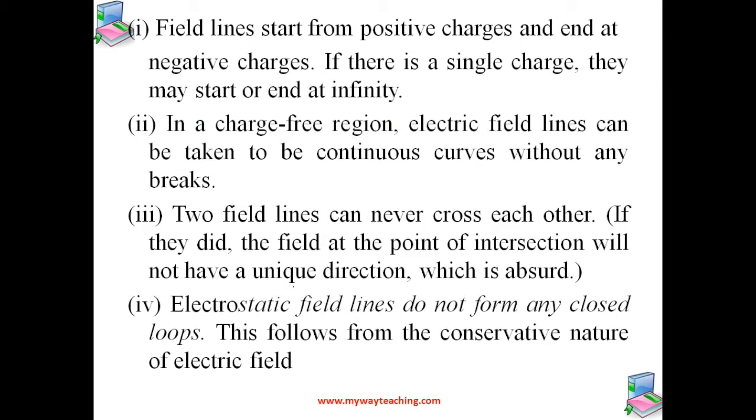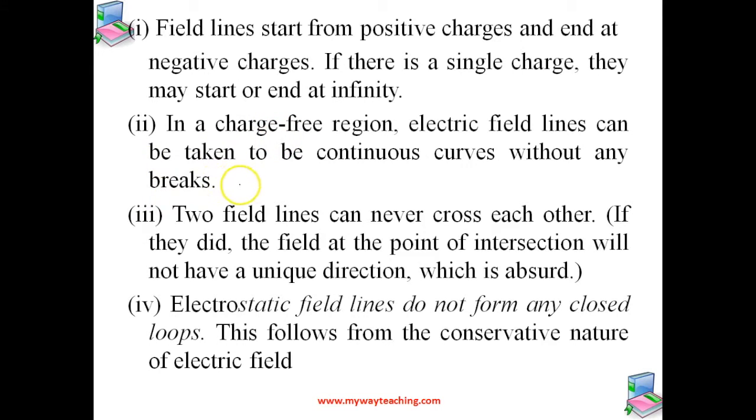And these field lines generally follow some properties. So what are the properties? Let us see. The first property: field lines start from positive charges and end at negative charges. If there is a single charge, they may start or end at infinity. If there are two charges, then the field lines always start from the positive charge and end at the negative charge. If there is a single charge, then they can start or end at any point. There is no rule for that. That is the first property of field lines.